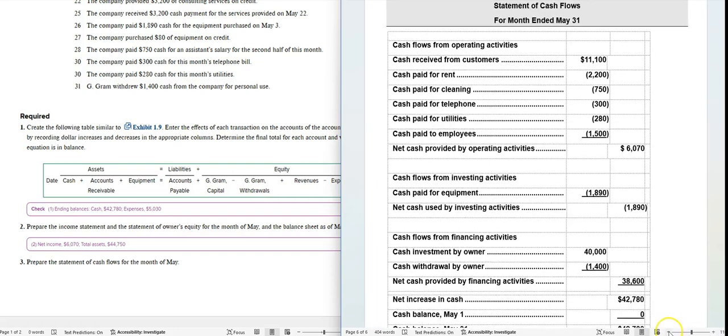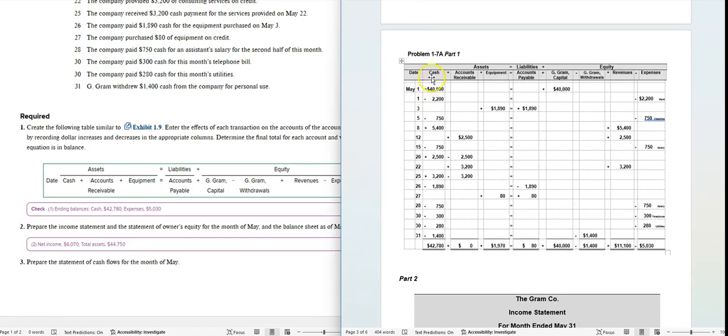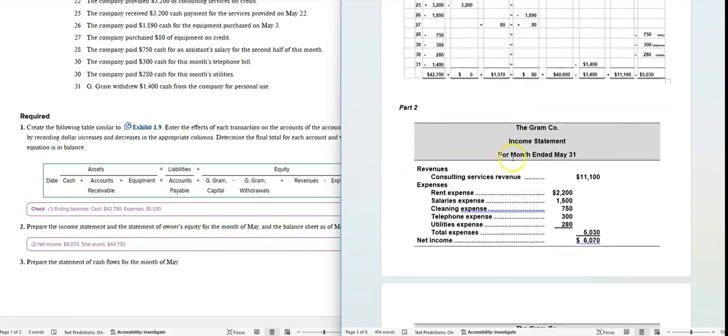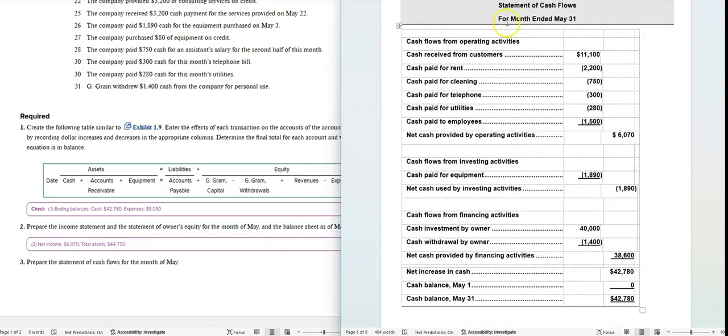Okay, so if we go up here and look at our cash column, we ended the month with $42,780 in cash, but there was a lot of things that happened during the month that affected it. And the owner just kind of wants to know, where is all our cash coming from? Is it mostly from my investment, or is the company generating cash from operations? Okay, so that's what the statement of cash flow reports.